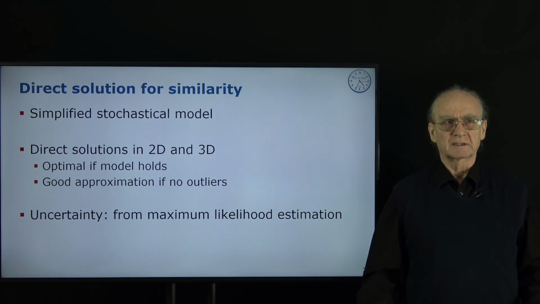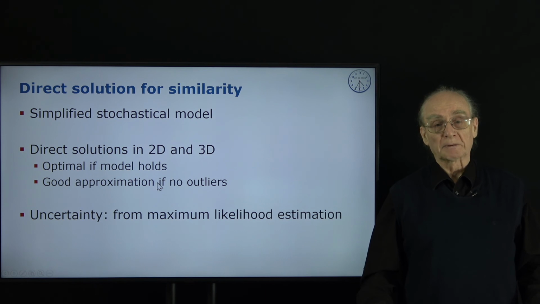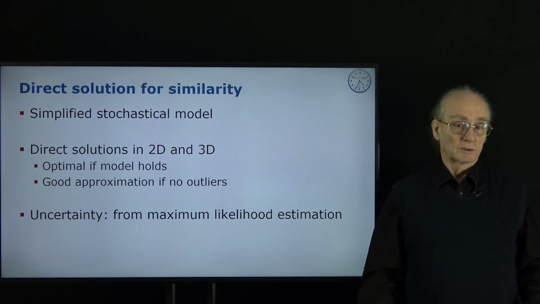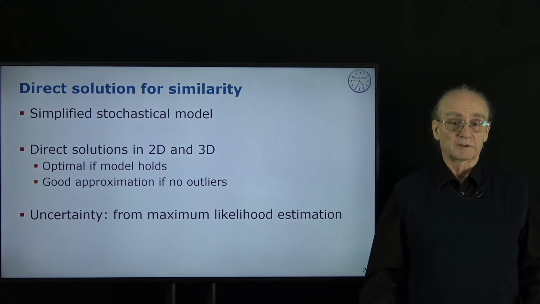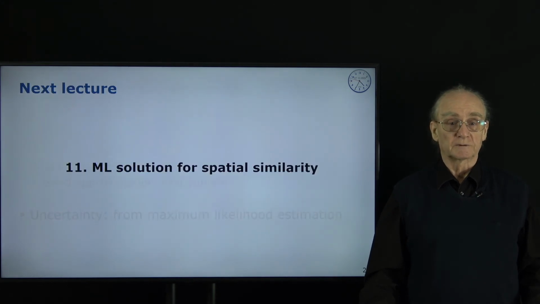We have to think about the scale estimate. If the noise is not too large, the differences will not be very large. And of course, these direct solutions are good approximations if we have more complicated stochastical model and if there are no outliers. And what we will discuss later is that we get the uncertainty from the maximum likelihood estimation, of course, with the same model or with the model which we then apply for the optimal estimation.